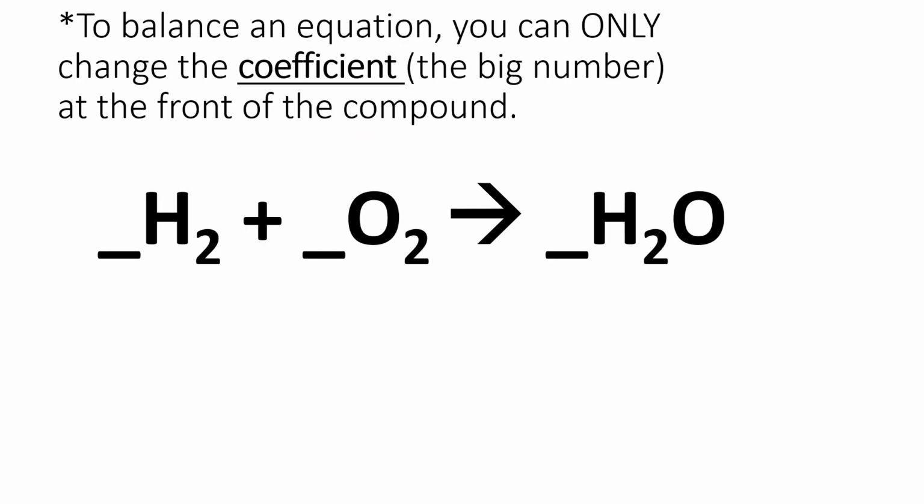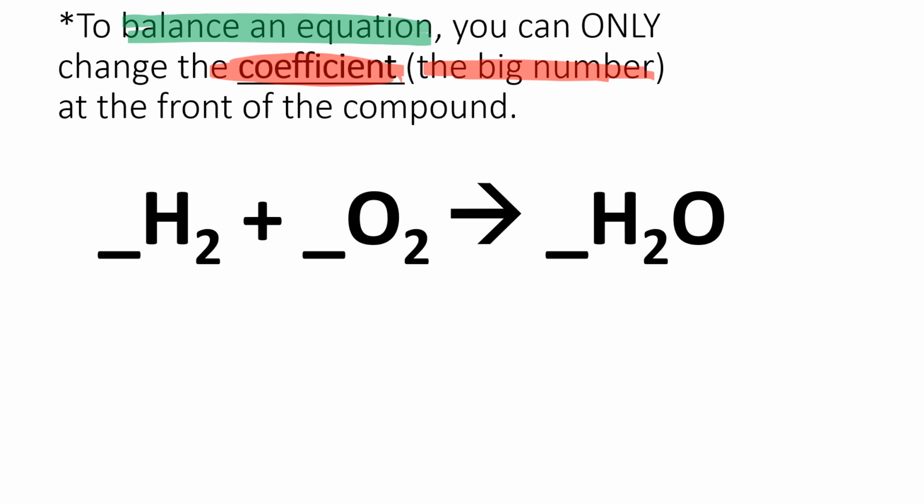When you're balancing an equation, you're only going to change the coefficient. The coefficient is the number in the front. You cannot change any of the subscripts, like this or this or this. You can't change those. The only ones that you can change are the ones in the front. I'm saying it like that because I just want to make sure that we're clear on that.